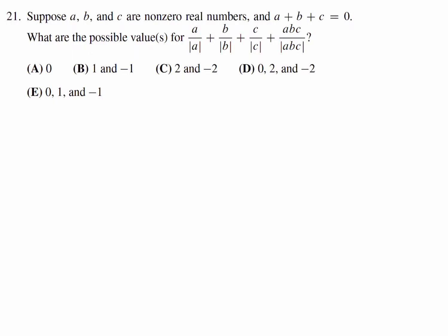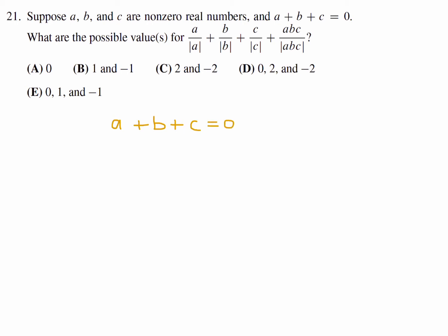Suppose A, B, C are non-zero real numbers and A plus B plus C is equal to 0. What are the possible values for A over the absolute value of A plus B over the absolute value of B plus C over the absolute value of C plus A times B times C over the absolute value of A times B times C? This is one of those plug-and-play questions. You just got to plug in some numbers and see what you get.